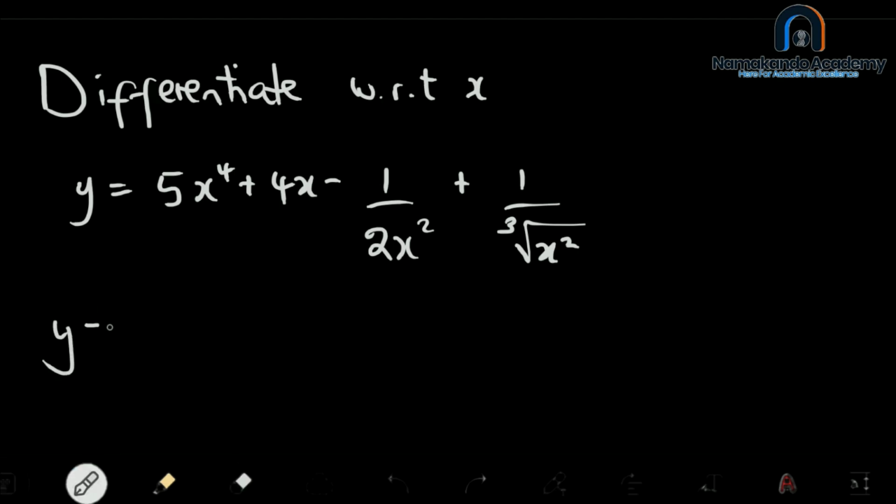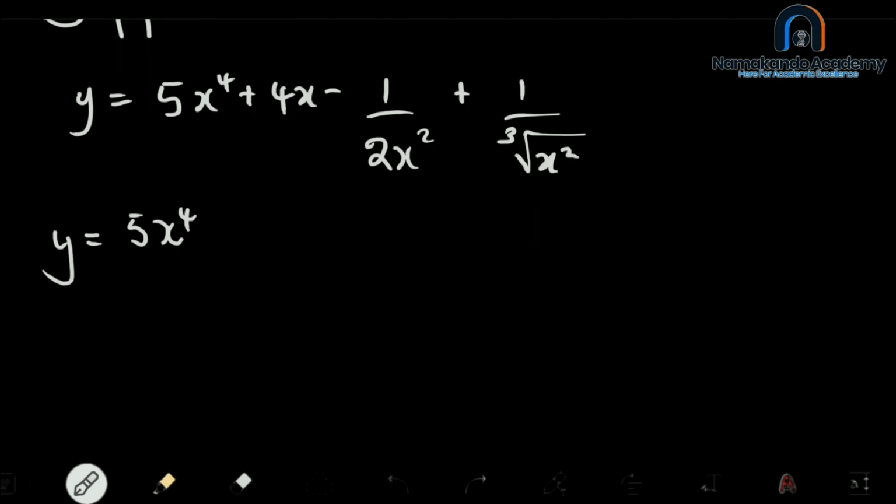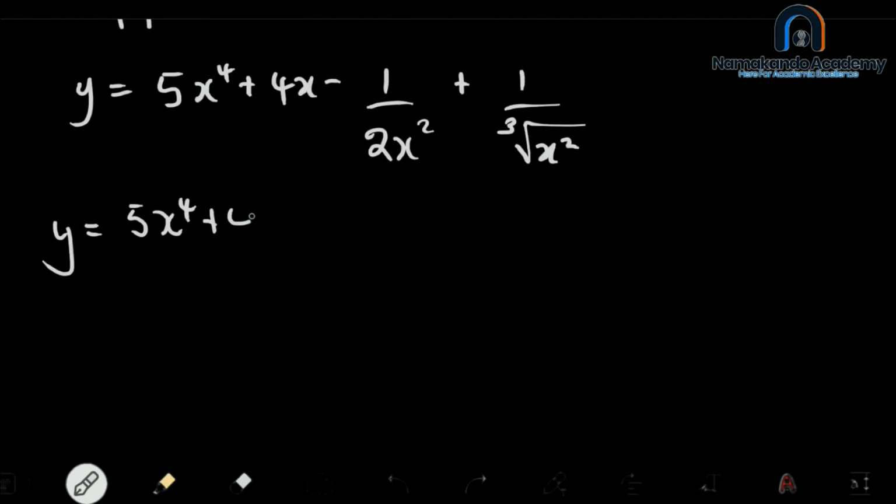So now our y will be equal to 5x to the power 4, which will be left the way it is. Then we say plus 4x minus. So this is the same as saying half. Now x will multiply with 1 there, together with the exponent, so the exponent becomes a negative.